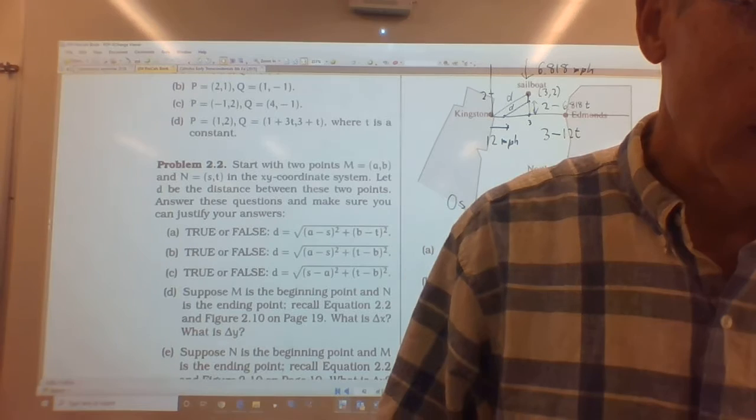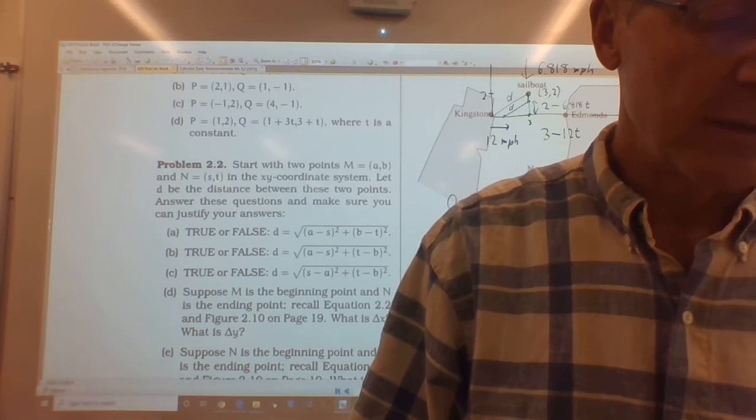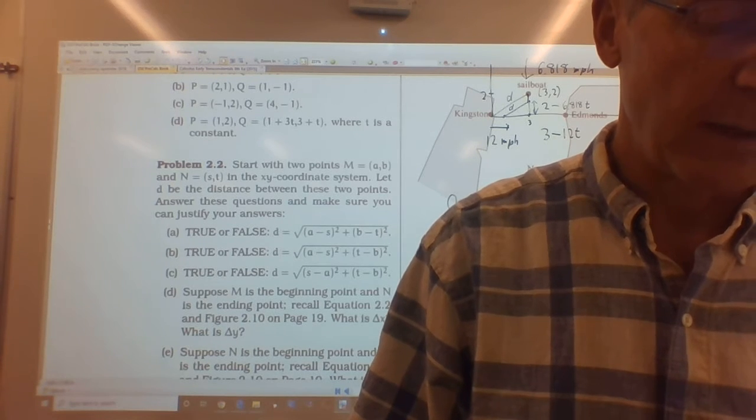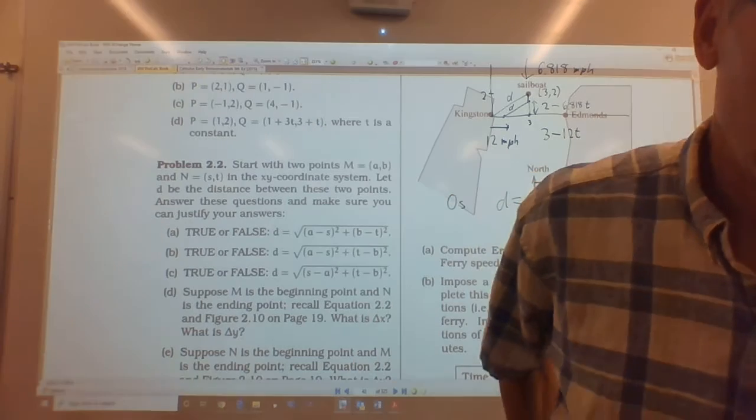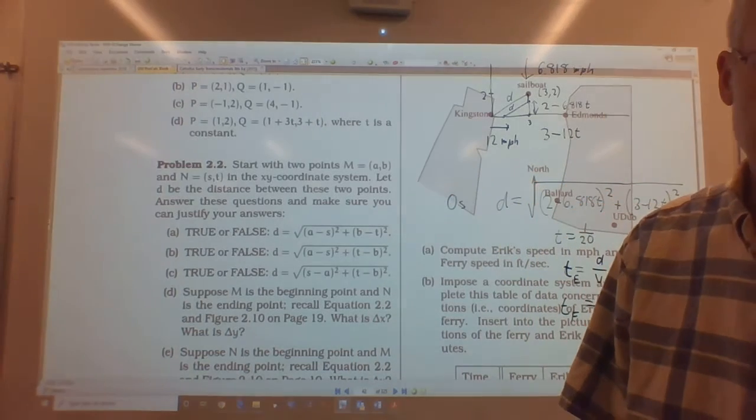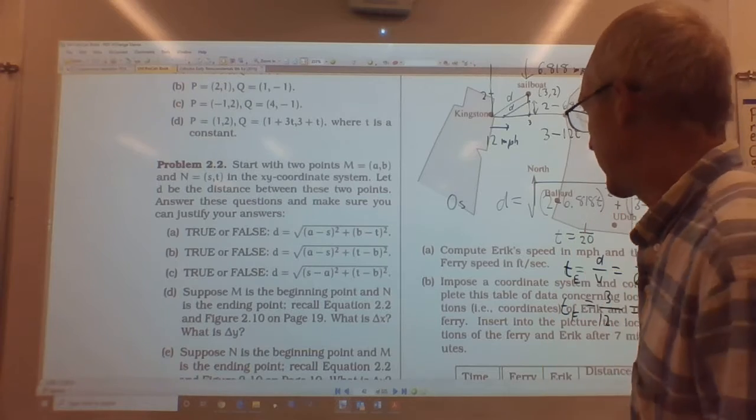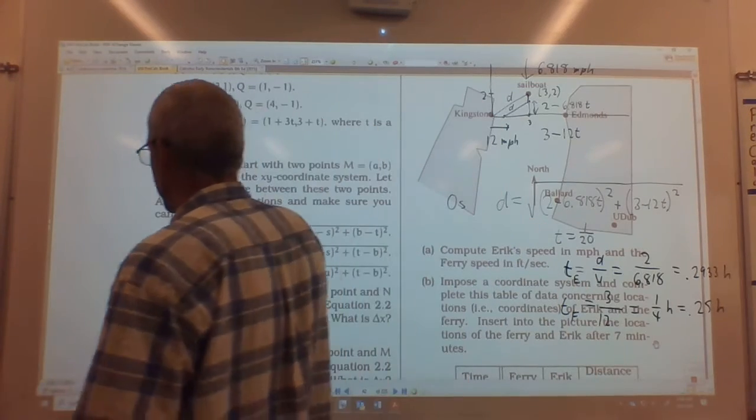Let me figure this out. Coast Guard boat leaves Kingston heading due east. Okay, 25 feet per second. We have to catch the ferry. So we have to change 25 feet per second to miles per hour. Okay, so let's do that.